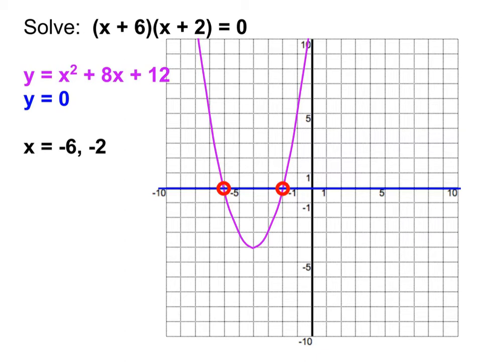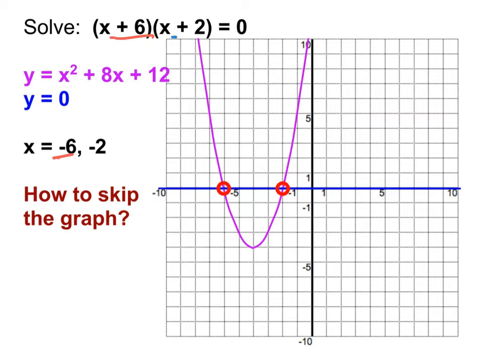Now, the big question coming out of this. How could we have solved this without even having to make the graph? Because now that we've found this solution, looking at our original equation and our solutions, we should be able to see a connection there so we don't have to keep making all of these graphs. Yeah, notice the numbers up in the factored form, like the 6 matches up with the negative 6, and the 2 matches up with the negative 2, but they are opposite. So why would that be? Why would that work that way?